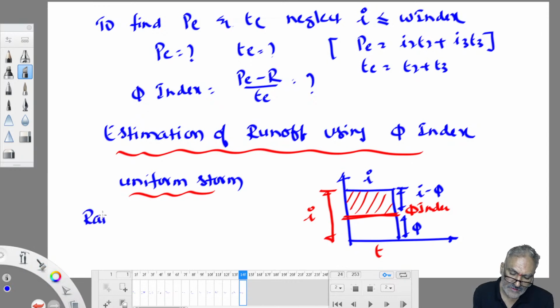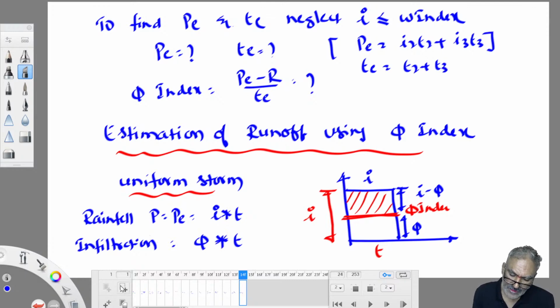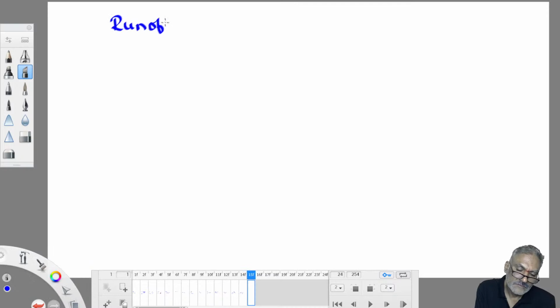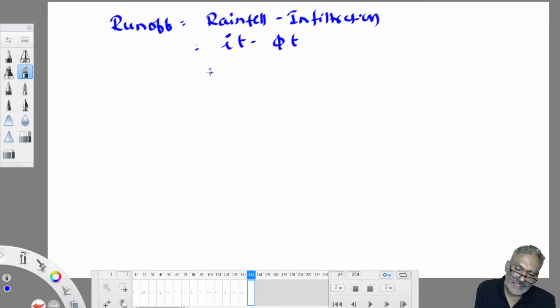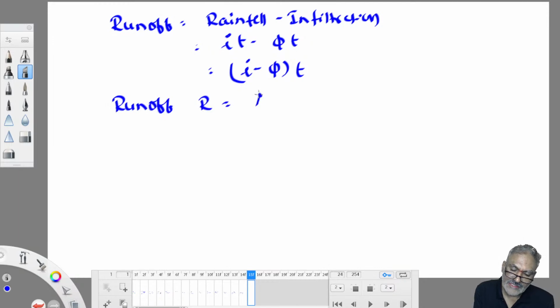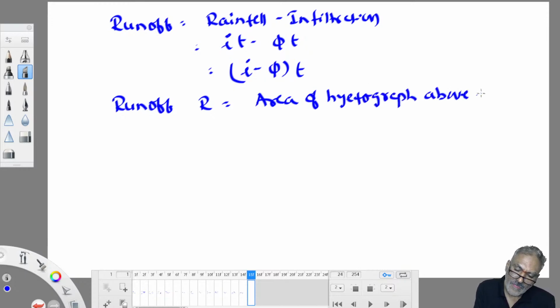So rainfall is equal to I into T. Infiltration is equal to the average rate of infiltration into time, pi into T. Therefore, runoff is equal to rainfall minus infiltration, so it is I into T minus pi into T. If I take T common, it is I minus pi into T. So what is the physical meaning of I minus pi into T? Runoff R is equal to the area of the hydrograph above the pi index line.